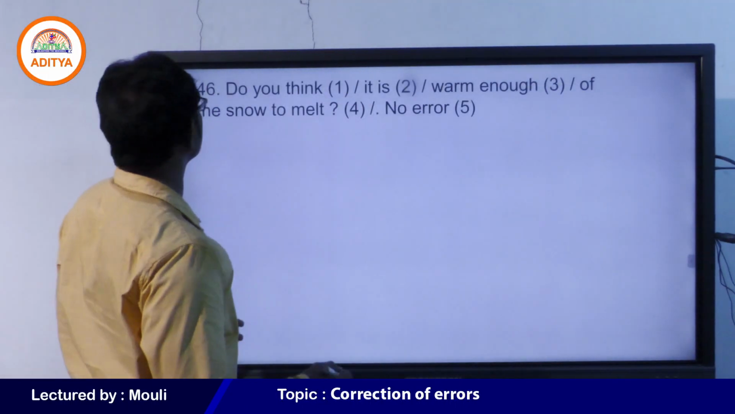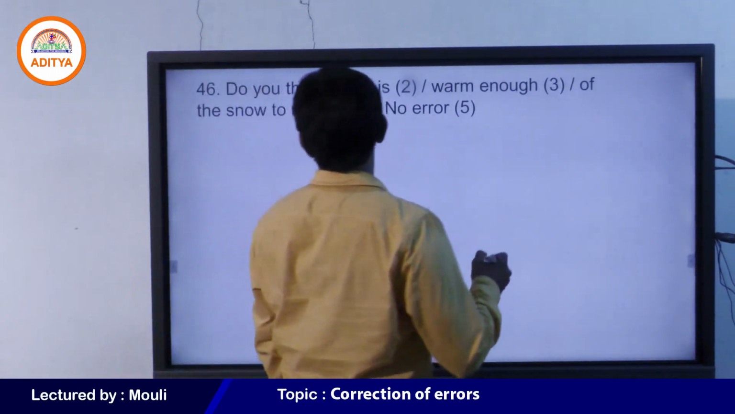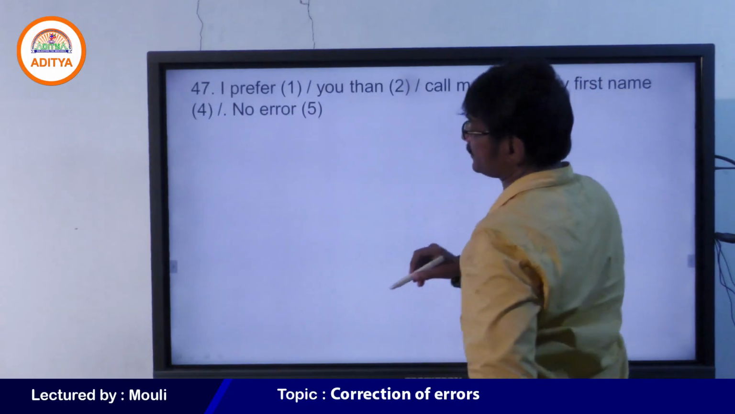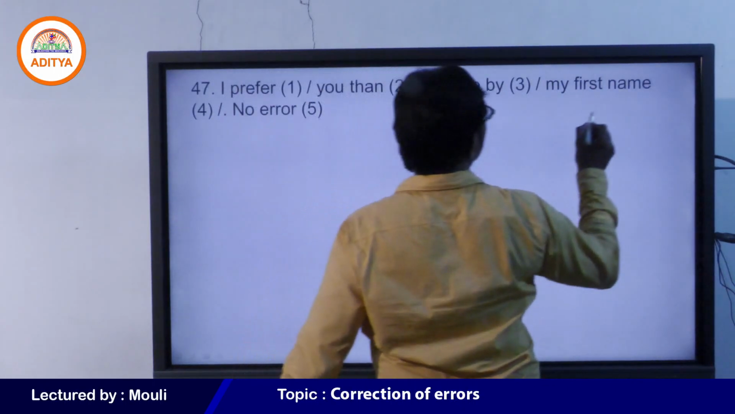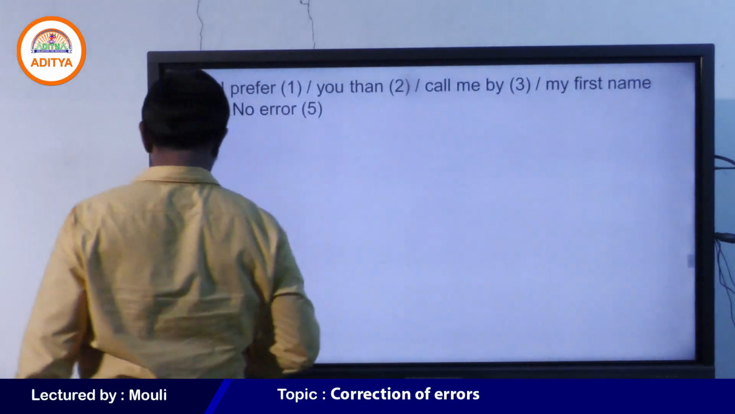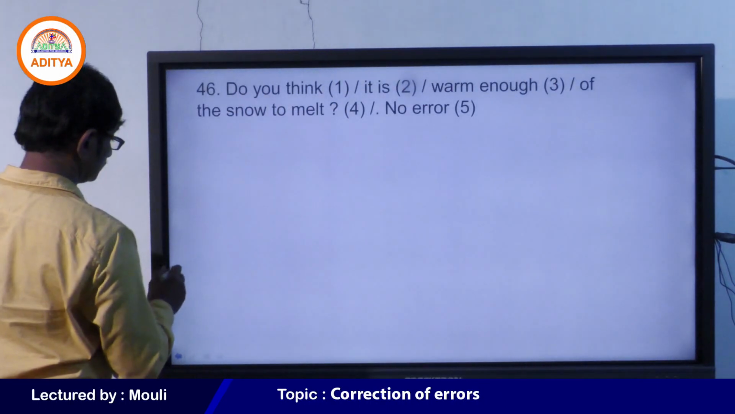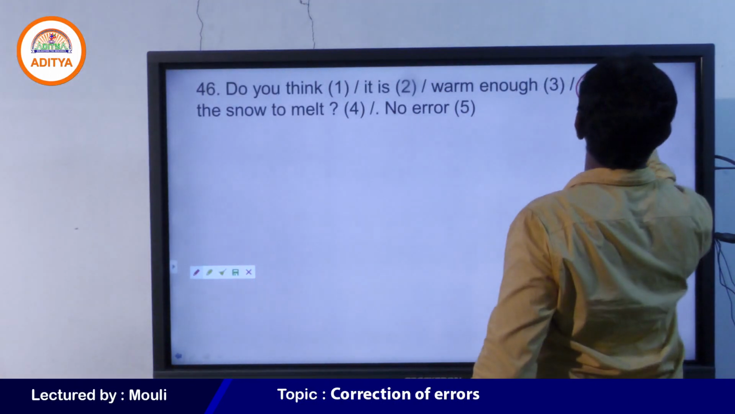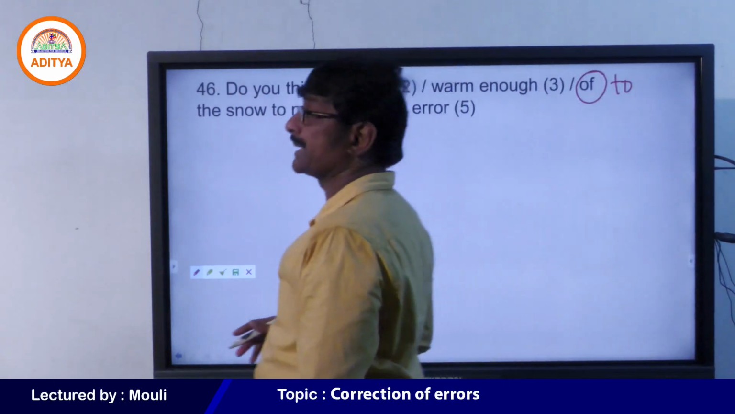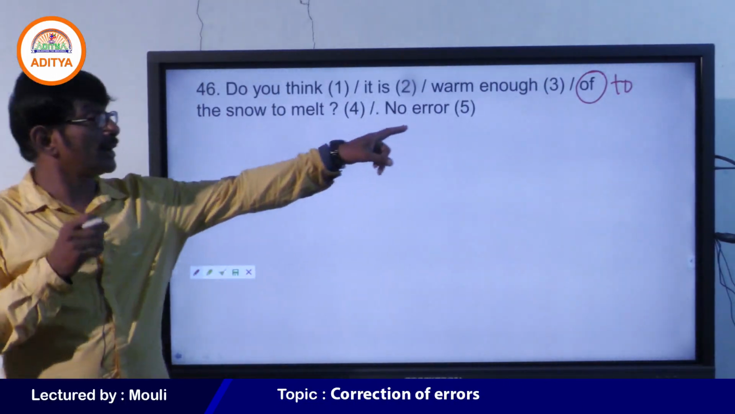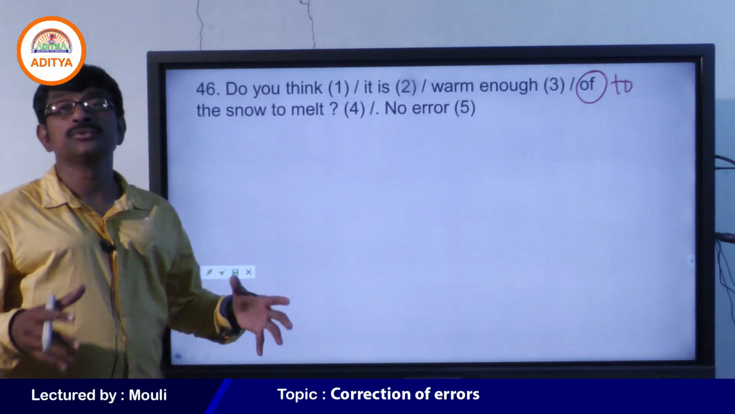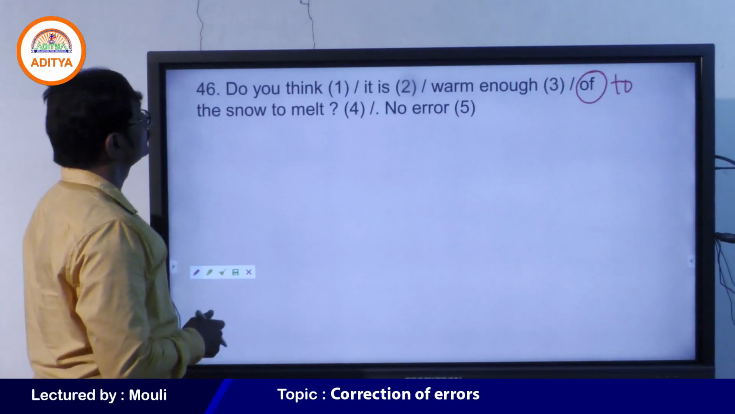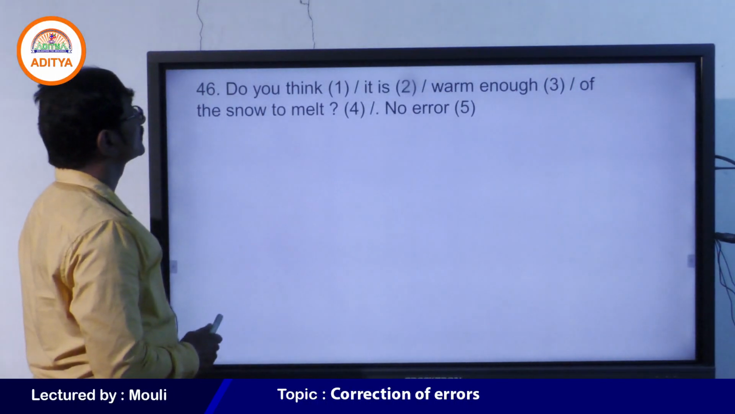Do you think it is warm enough? See, students, do you think it is warm enough for the snow to melt? Do you think it is warm enough for the snow to melt? That is. Okay, students?